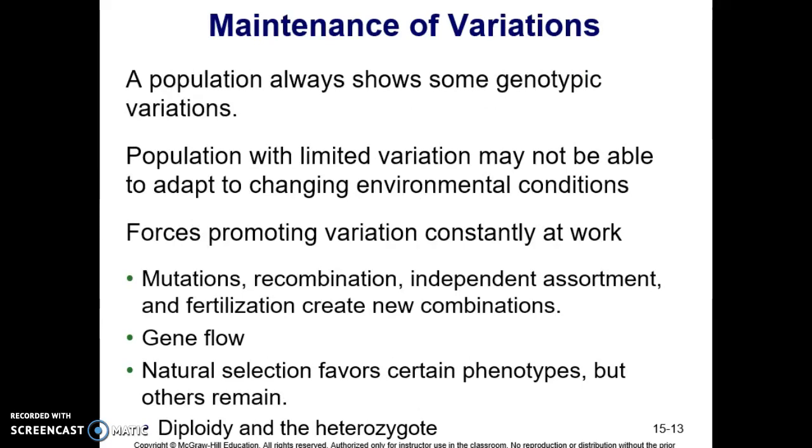So when we think about a population, it's always going to have some genotypic variation. Sometimes the phenotypic variations are very slight, but when we look into the genetics, there are differences. Just inherently, we talked about how those accumulate. However, if we have a very limited population, sometimes if the environmental conditions change, none of them are good, right? So we need to make sure that there's this constant movement of genes. And this happens in a few ways.